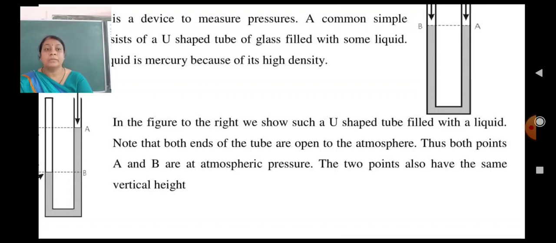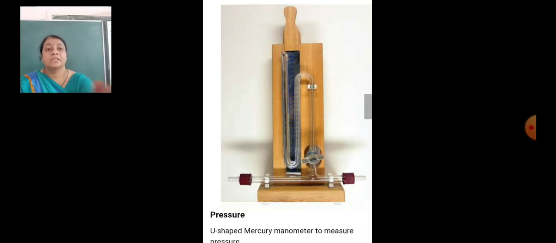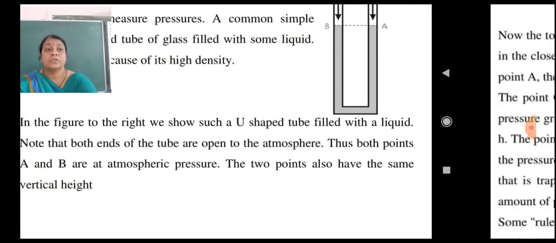Thus, both points A and B are at atmospheric pressure. Here you see points A and B are both open and at atmospheric pressure. The two points also have the same vertical height. In this way we can start our activity, which is given in your book.